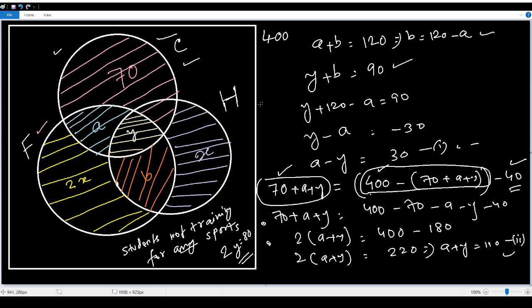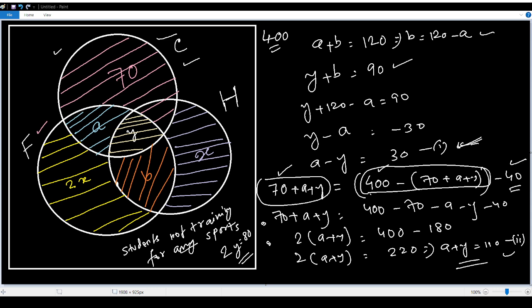So 400 is the total number of children. From there we are subtracting the number of people who have enrolled for cricket, and from there again 40 subtracted. That gives me the number of people who have enrolled for cricket. Understood? Now on solving this we get this equation, a plus y equals 110. We already had this, a minus y equals 30. On solving this we get a is 70, y is 40 and b is 50, right? 2y is coming 80.